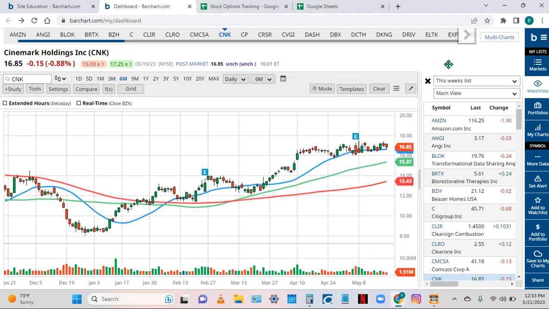Cinemark is starting to look like it's going into an uptrend. Right now it's consolidating. It's been consolidating since around April 10th. So that could kind of go either way. Break out above that range, could be a buy. Break down below that, could be a sell setup or a stop area.